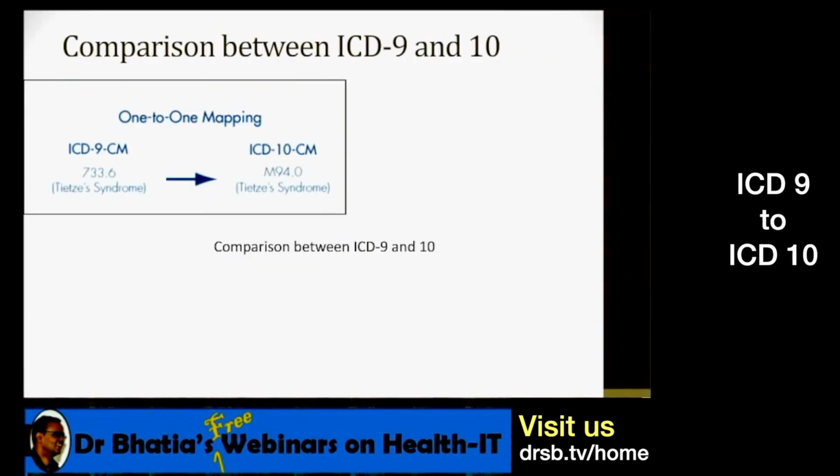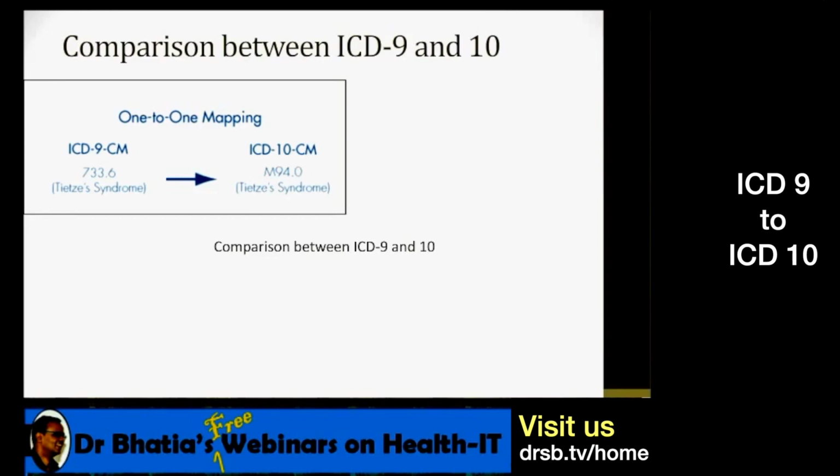Moving ahead, let us see the comparison of ICD-9 and ICD-10 from a mapping perspective. As we see, there are certain situations where there is one-to-one mapping, as we talked about. It's in 70% of cases. In ICD-9 CM, Tietze syndrome is 733.6, and in ICD-10 CM, it is M94.0. This is a clear-cut case of one-to-one mapping.